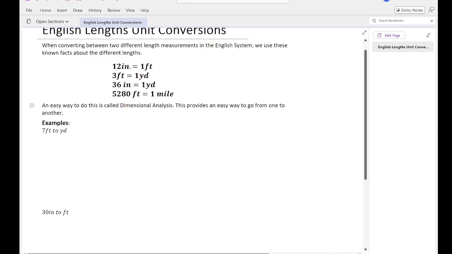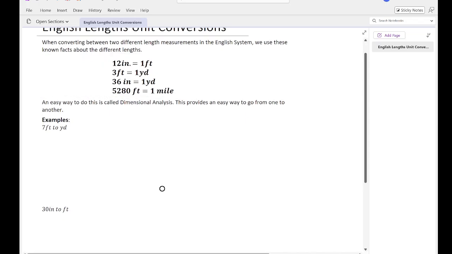So let's look at the first example. 7 feet to a yard. So what we do is we start off with our starting point, 7 feet, here. And we just say it's over 1. That's just how you start it off. Now we want to get rid of feet, and we want to turn it into yards. So you look back up here, and you see that we have something with yards and feet. We have this right here, 3 feet to a yard.